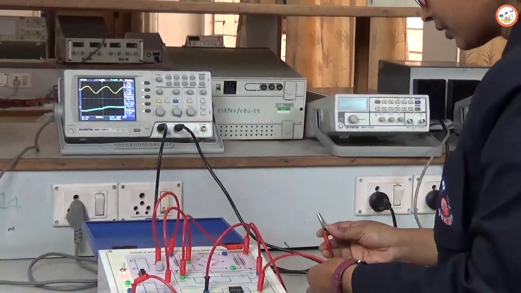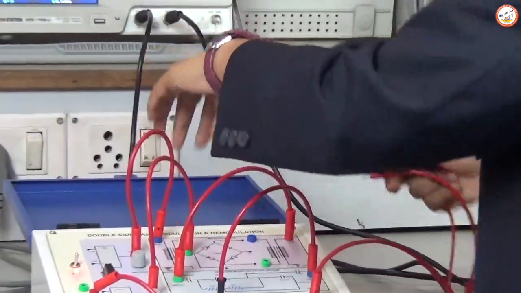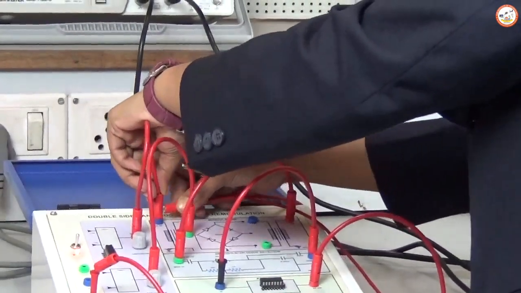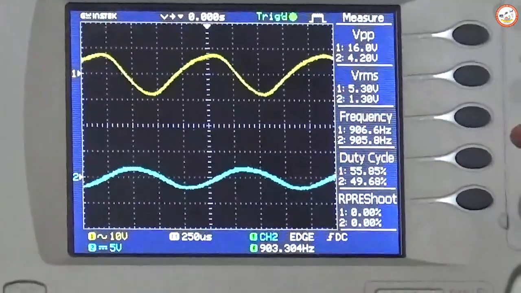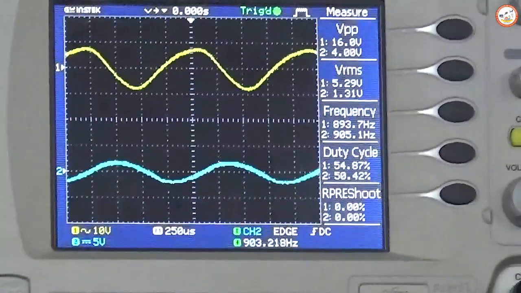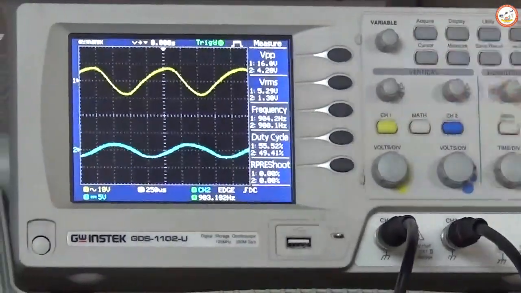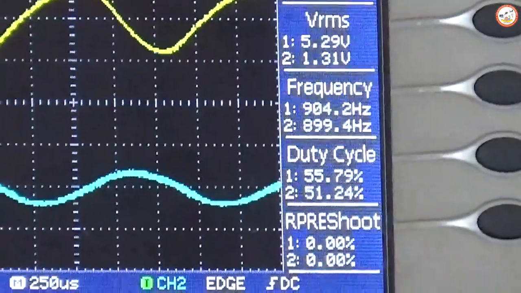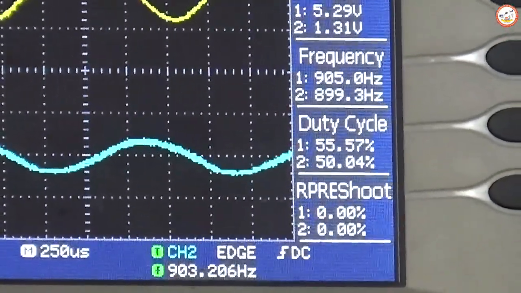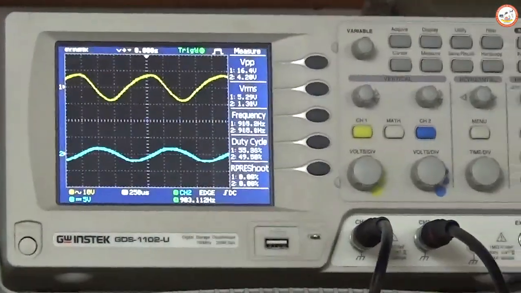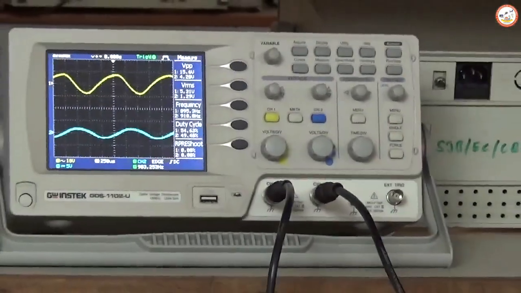For that I will connect this one. The below one is the input signal and the upper one is the output signal, that is the demodulated signal. From here, we can notice that the frequency is almost similar. Our output frequency is around 894 Hertz and the input is around 903 Hertz. Though it's not the exact frequency, it's almost similar. So this is all about conducting the experiment.